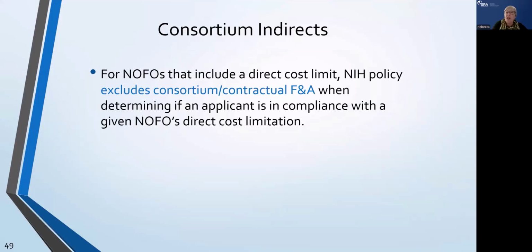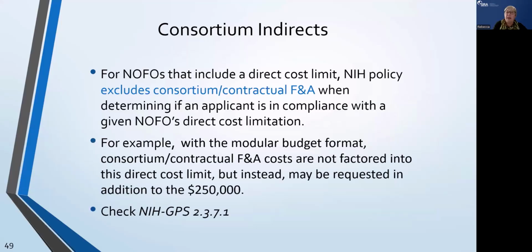Consortium indirects, we've talked about this. Again, any NOFO that has a direct cost limit does not include consortium F&A when determining that limit. So again, the consortium F&A can put it over 250, but that consortium F&A does not count against the 250 limit.